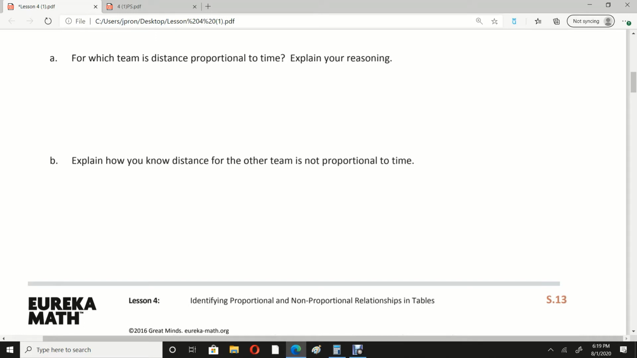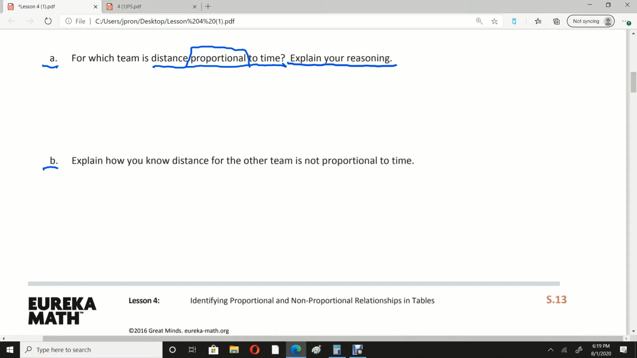So if you haven't already, give yourself some time to answer these constructed response questions down below example 1 while I read them aloud. For which team is the distance proportional to time? How do we determine if something is proportional?